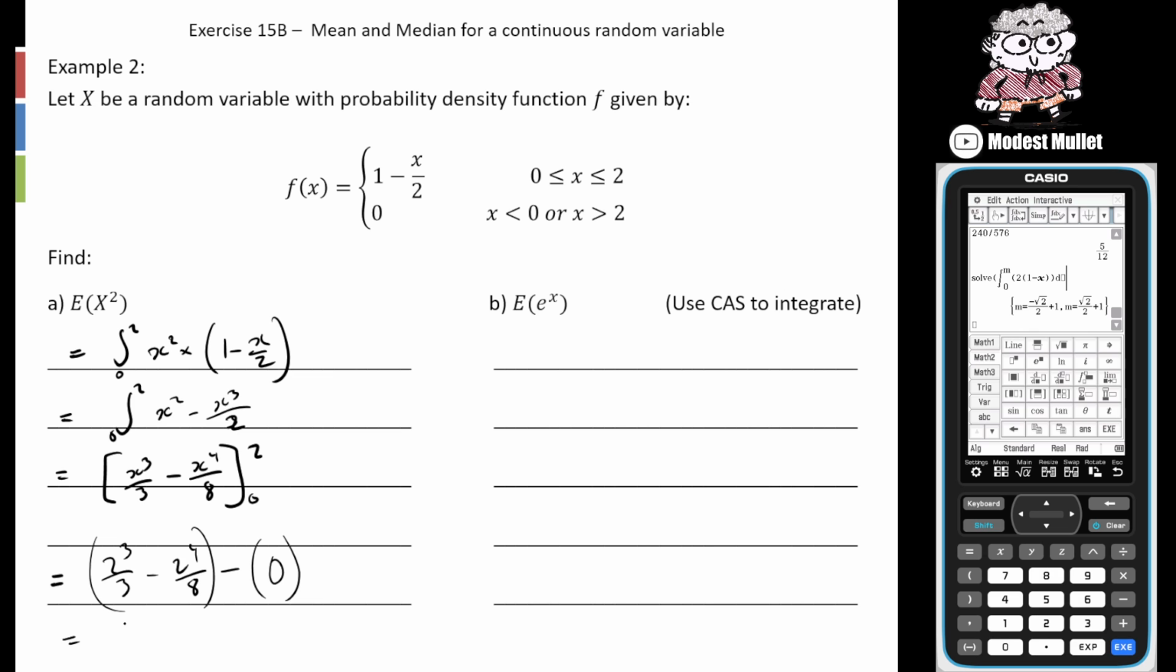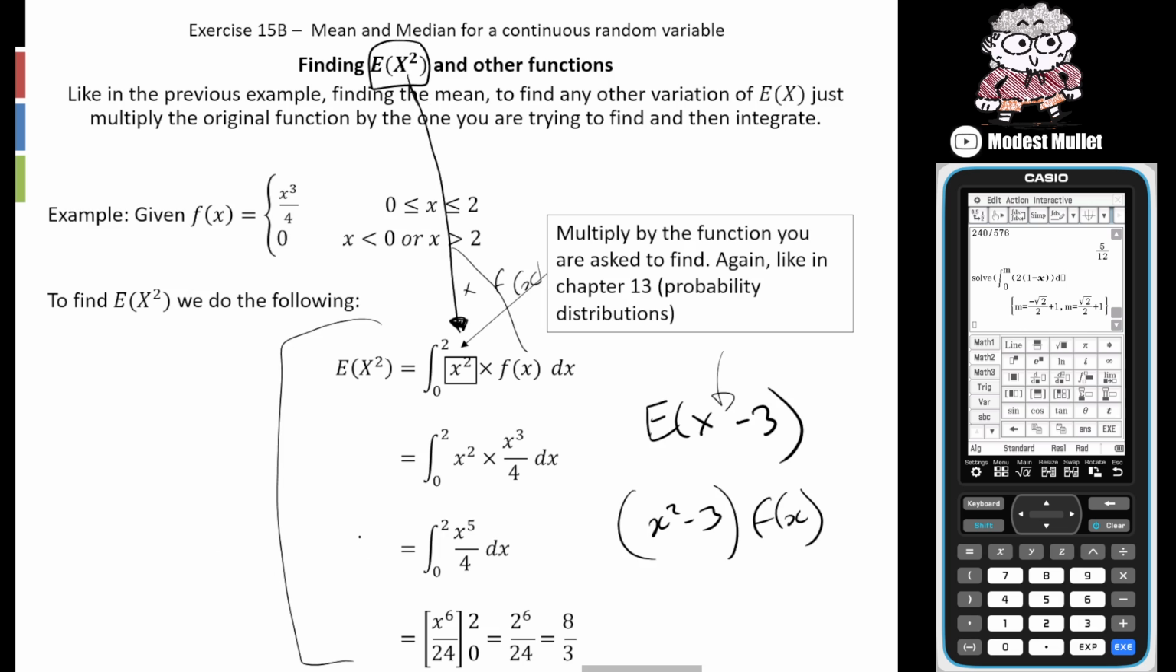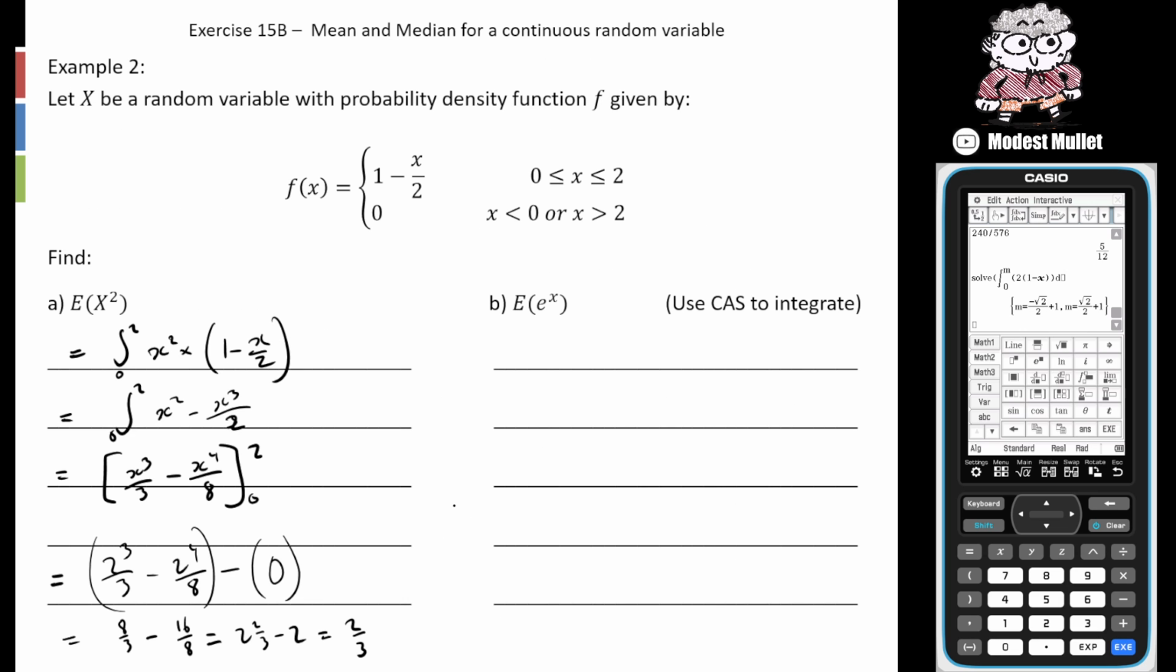So we're going to get 8 on 3, take away 2 to the 4 on 8, which is 16 on 8, which is just 2. 8 on 3 is 2 and 2/3, so we get 2 and 2/3, take away 2, which is just 2/3. Which is a bit of a coincidence for this one, that we're getting the exact same answer as the previous expected value, but that's only a coincidence. It doesn't always hold true.